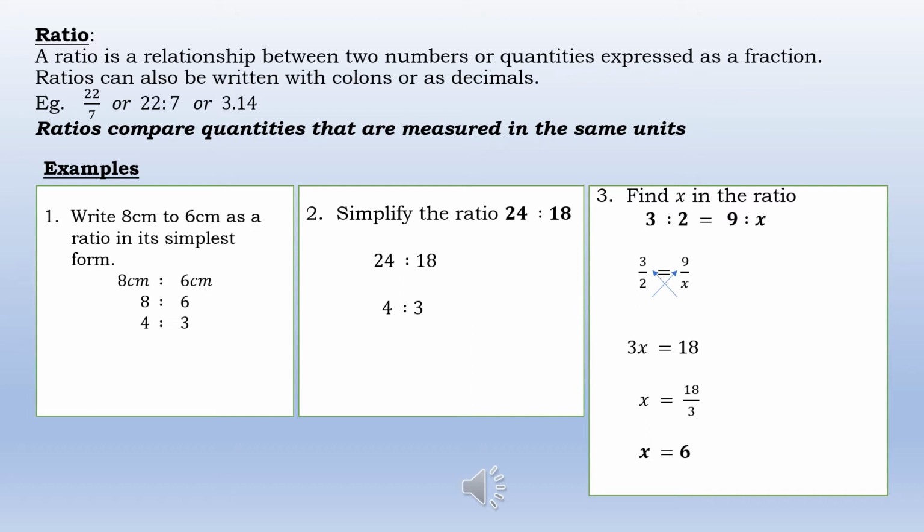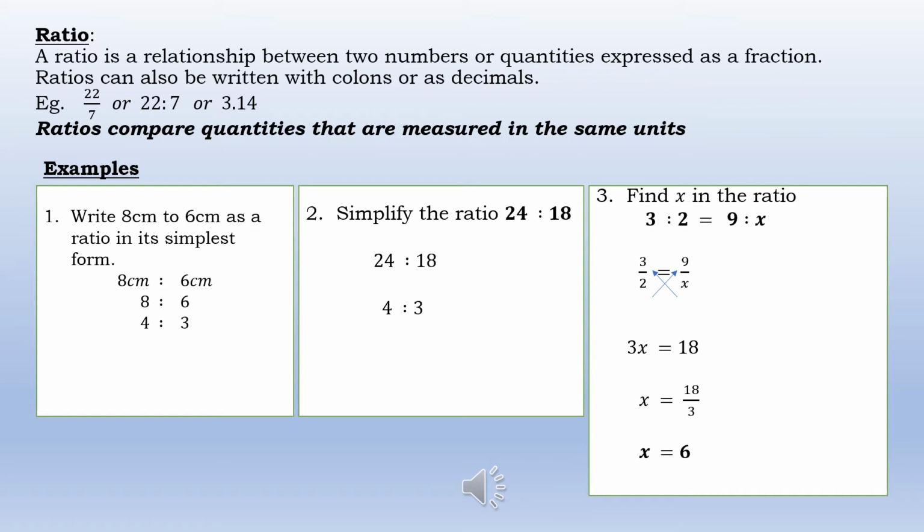Moving to example 2, simplify the ratio 24:18. The ratio is already given. So 24:18, to simplify that, we can always write that as a fraction in our calculator, 24 over 18, and when we press the equal sign, we will get 4 over 3. So 4 over 3 as a fraction, 4 over 3 as a ratio, we can write it down as 4:3.